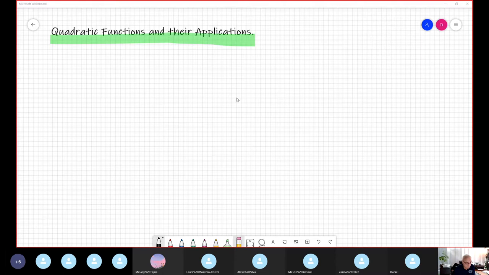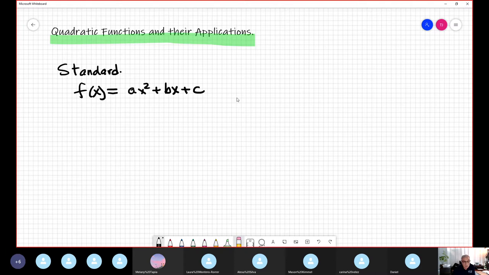Okay, the first form of the quadratic function is the standard. The standard is the classical. It is when you have the function f of x equals a x squared plus bx plus c. This looks similar to the quadratic equation, but this is not an equation, it's a function. The most important thing here is that a is not zero. Because if a is missing, it's not quadratic. This is clear.